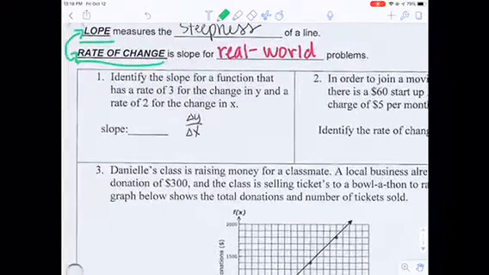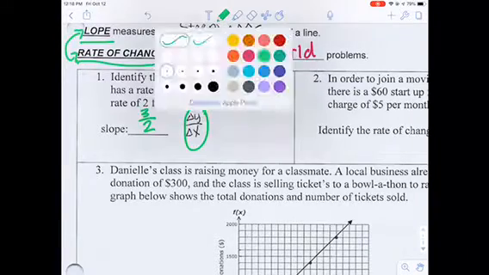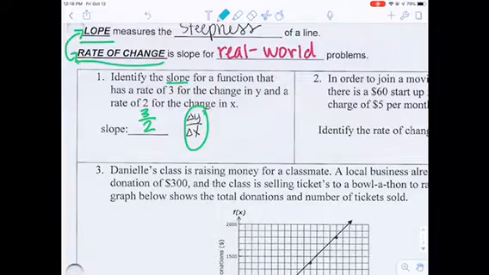Problem 1 asks us to identify the slope, so we don't know what these things are representing, for a function that has a rate of 3 for the change in y and a rate of 2 for the change in x. We've reminded you here that slope is change in y over change in x, so it would be 3 over 2, because 3 is the change in y, where 2 is the change in x.